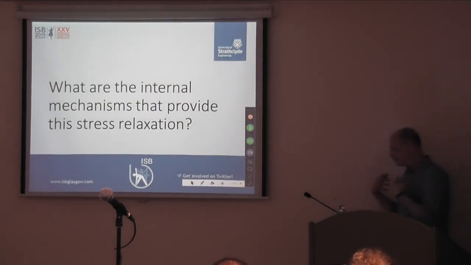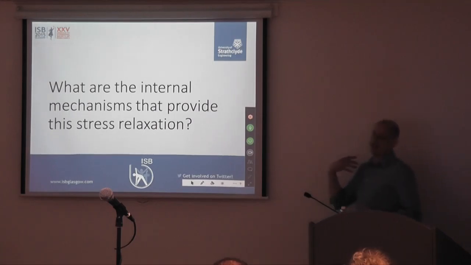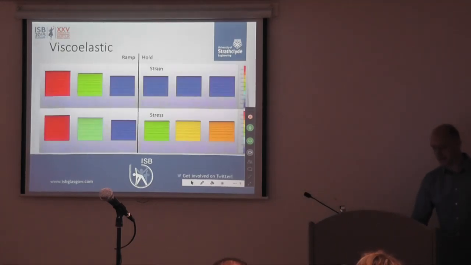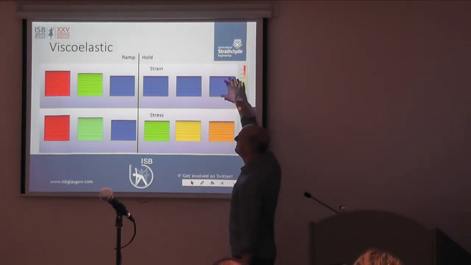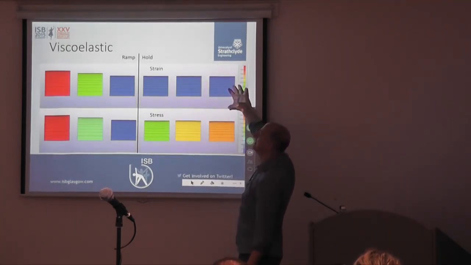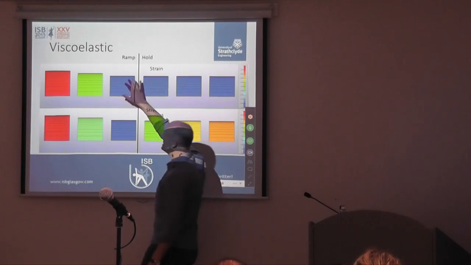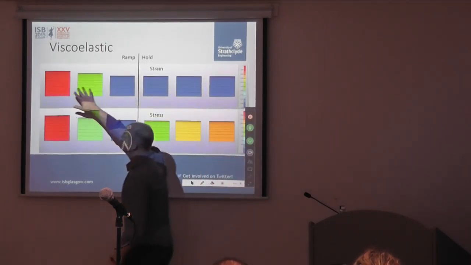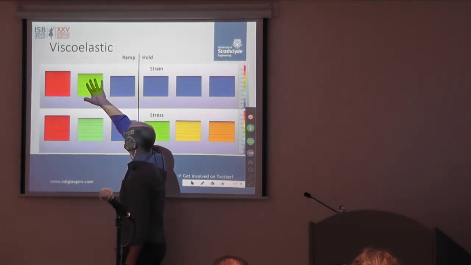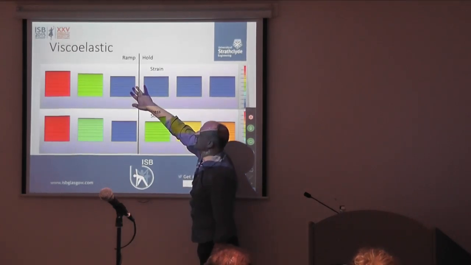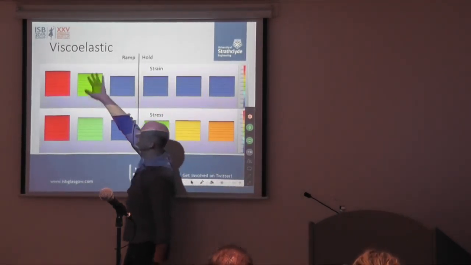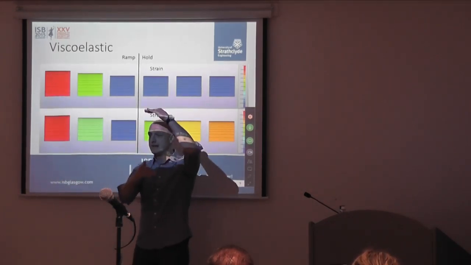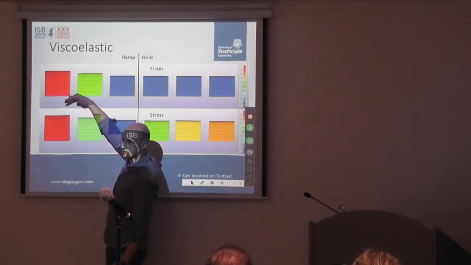But what about the internal mechanisms? What do the theories tell us about these? Well, this is a viscoelastic model, and I'm putting in a ramp strain here. The different colors start off with zero strain, a little bit of strain, and then at the end of the ramp phase, and this is the hold phase. So you can see that viscoelasticity theory has no depth dependence.